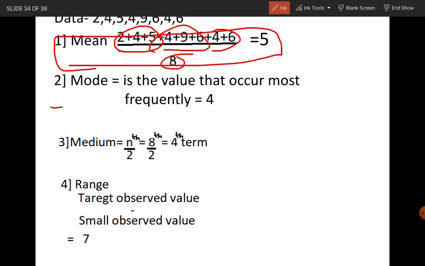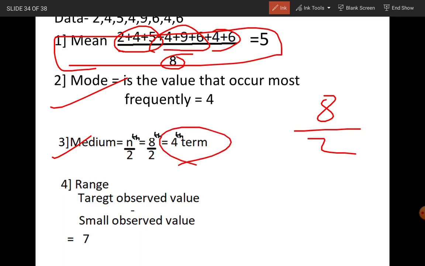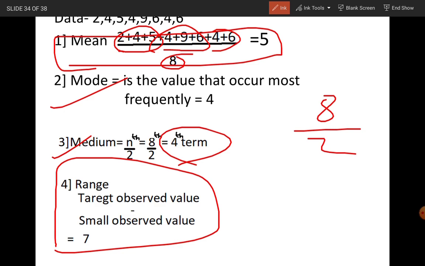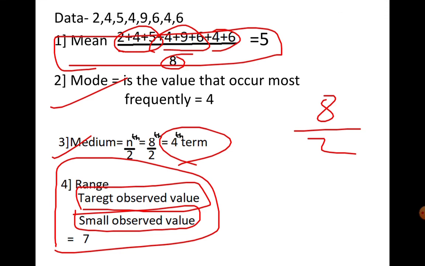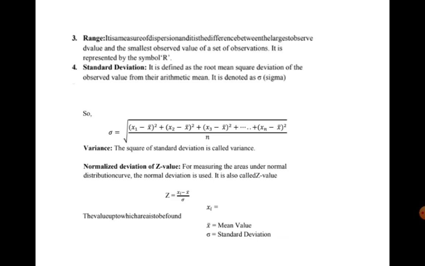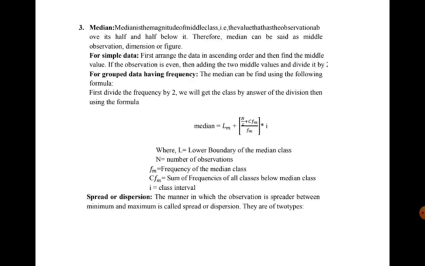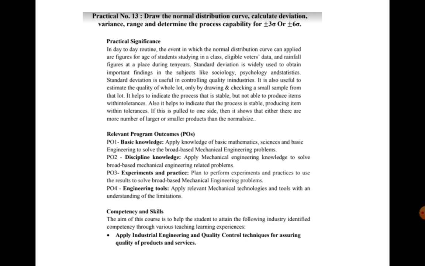In the same way, we obtained the mode value. The median value is the nth term: the total number of terms is 8, divided by 2, and we got the median. The range is 4, which is the largest observed value minus the smallest observed value. We have obtained this by taking reference of the standard deviation. So we will be easily able to obtain it, and with the help of our day-to-day routine examples, we can utilize this to get the process capability.